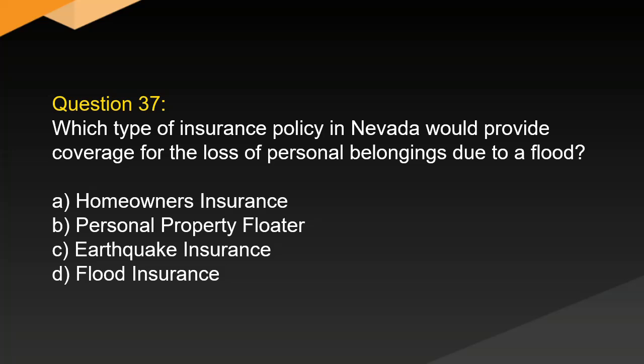Question 37. Which type of insurance policy in Nevada would provide coverage for the loss of personal belongings due to a flood? A. Homeowner's insurance. B. Personal property floater. C. Earthquake insurance. D. Flood insurance.